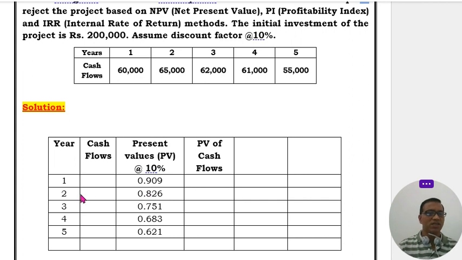So first of all, the year column, and the second column is cash flows. What are the values? 60,000, 65,000, 62,000, 61,000, 55,000. So the cash flows are ready and given. The discount factor is given in the question, 10%. So take the table values, the present value table at the rate of 10%.